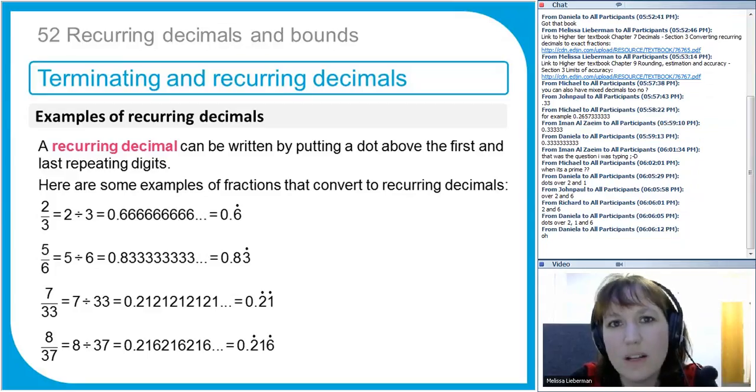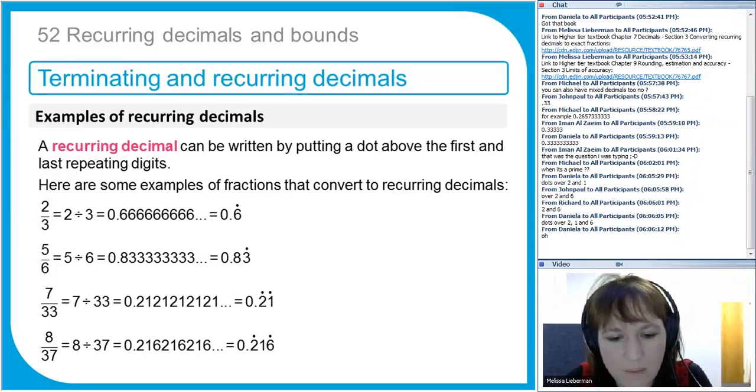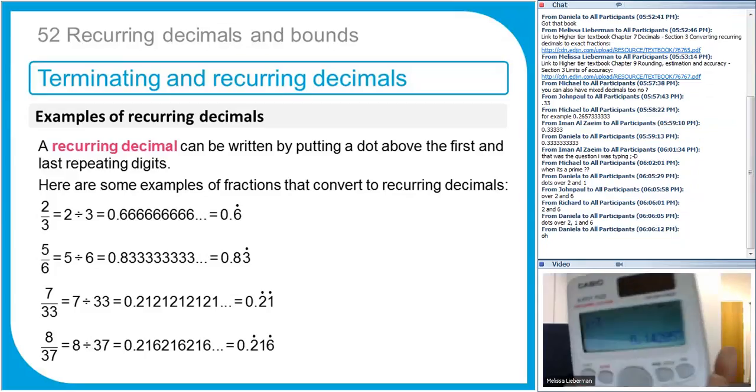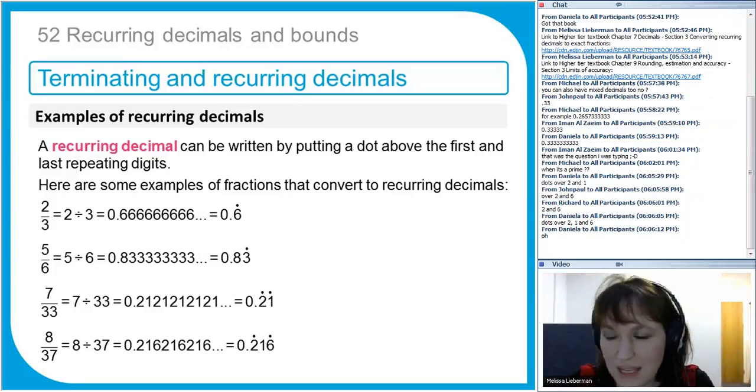So if you divide 1 by 7, I'll do that on my calculator now. 1 divided by 7. In fact, my calculator here even puts the dots in the right place. We get 0.142857, and then that repeats: 142857, 142857. I don't know if you can see that if I put it up against the webcam, but the dot is above the first 4 and the last 7. So that's how they work.